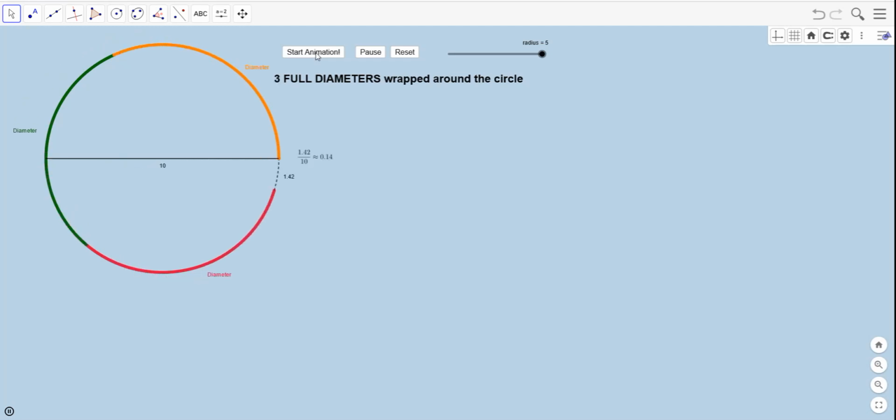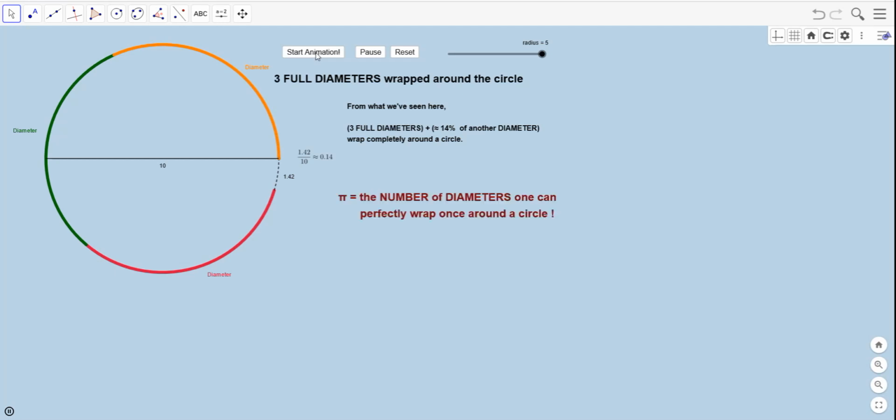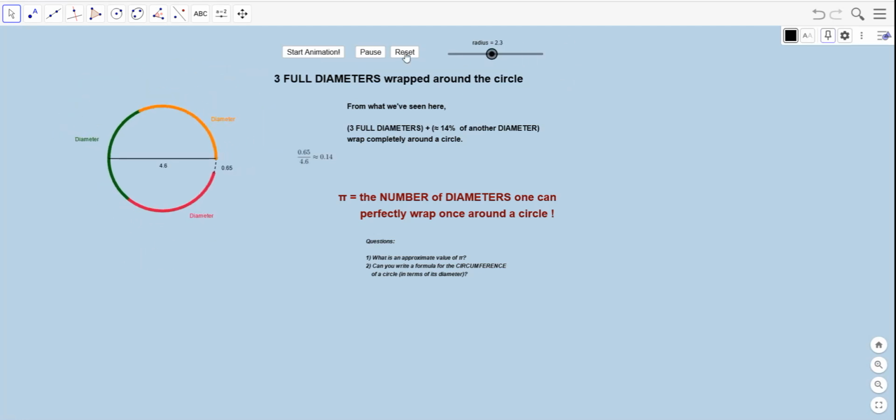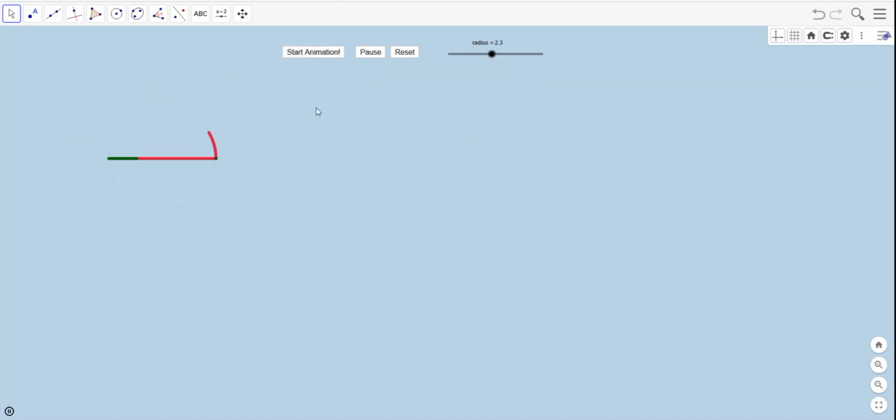And if you look, we get 3 full diameters and we get some leftover part. That leftover part turns out to be about 14% of a diameter. Okay. And actually, the number of diameters that you get is this number that we call pi. It doesn't matter whether the circle is bigger or smaller. Let's reset and watch it again.